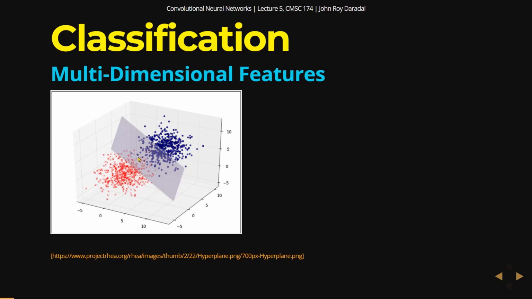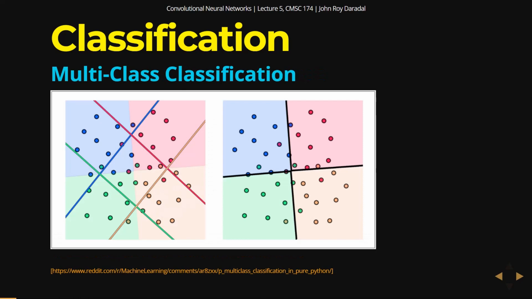But in here, since it's in 3D, we can plot it in 3D, and then there's a plane that separates the two classes, right? And then in most cases also, it is a multi-class classification problem, not a binary classification problem. So if it's binary classification, you only have two classes. If it's multi-class, then it's three or more. Okay, so in this one, there's a 4-class problem, right, in this example.